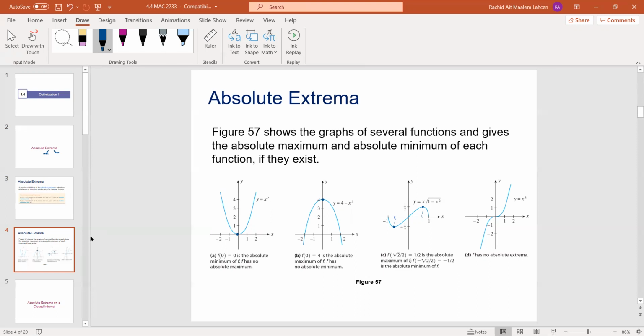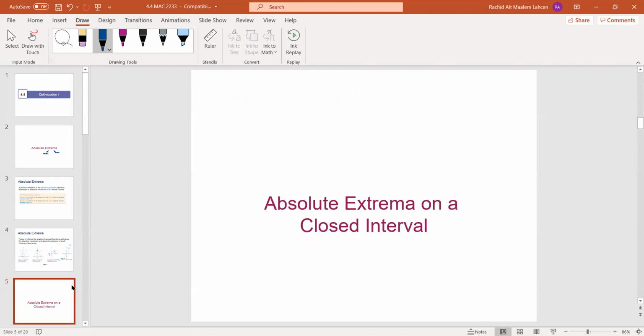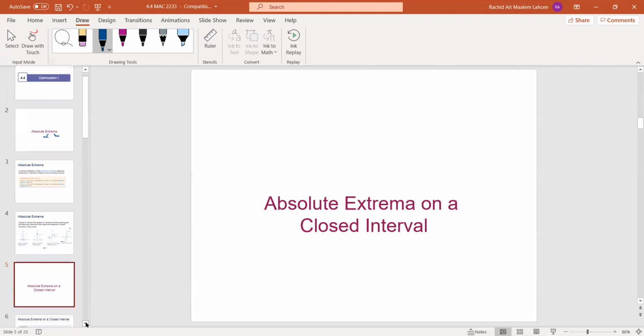And look at this graph here. What we have is the graph whose end behavior is toward positive infinity on the right and negative infinity on the left. So there is no maximum because we need that point c, right? And it's not there. So this has no absolute extrema. Absolute extrema on a closed interval.